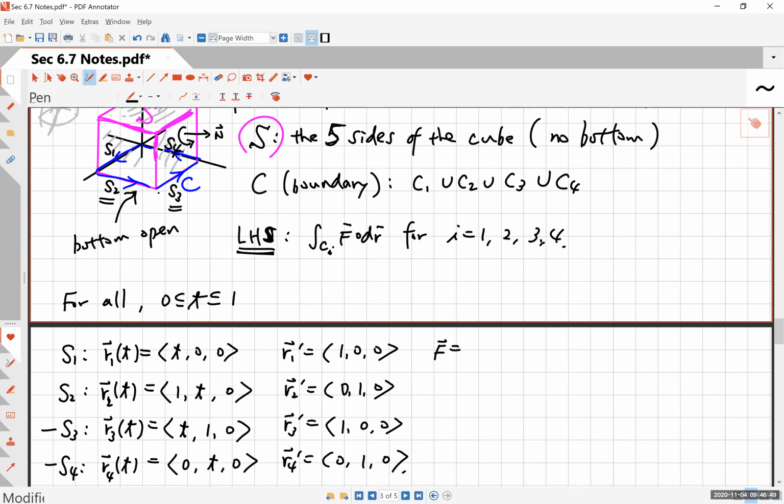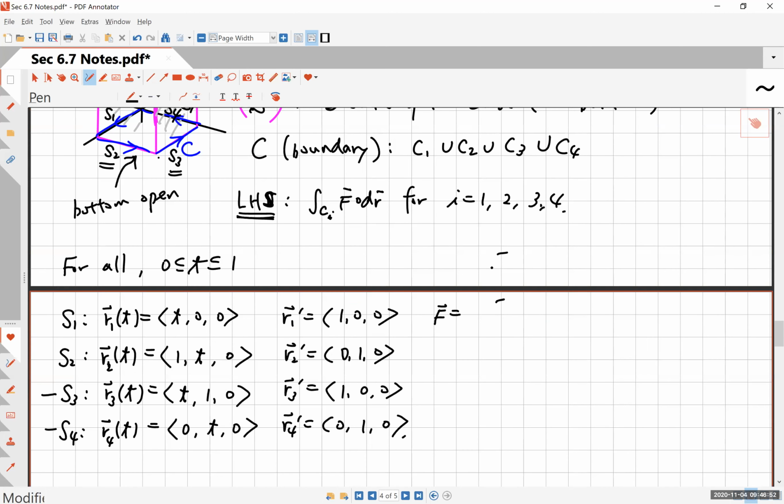Now remember, I need to have F written here. F is xy, xz, y. So if you look at this, for each segment you can rewrite it in terms of t. For the first segment, what is F? You have xy, where this is x, this is y, this is z. So xy is 0, xz is of course 0, y is 0.